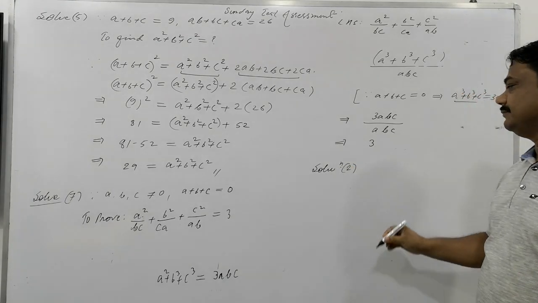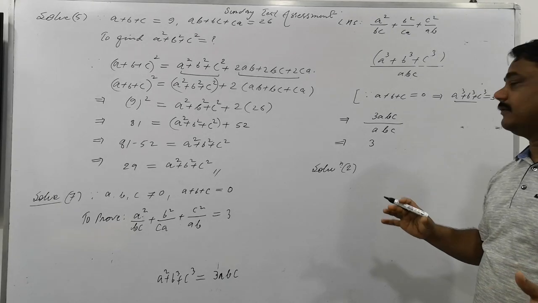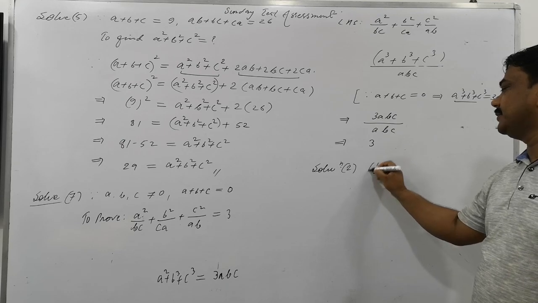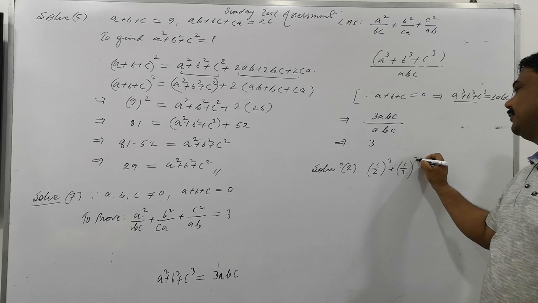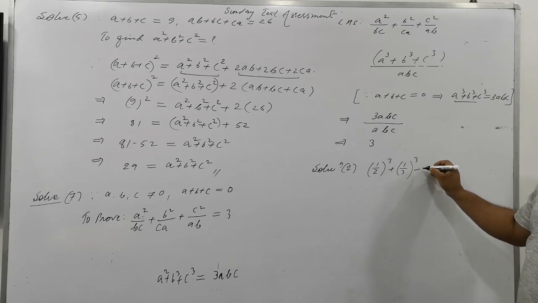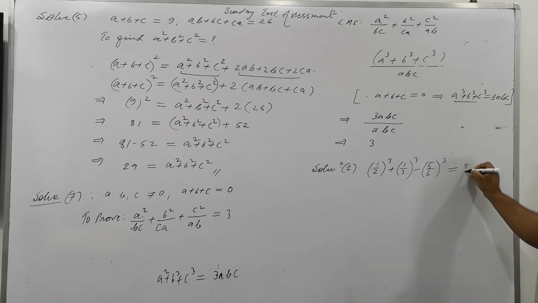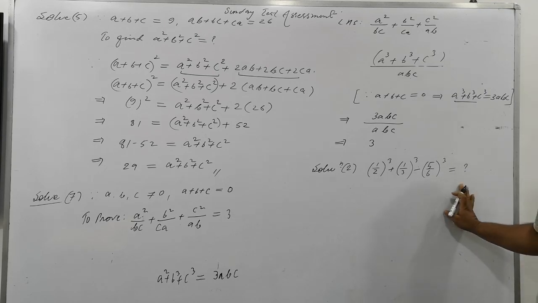Without actually calculating the cubes, find the value of (1/2)^3 + (1/3)^3 - (5/6)^3. Look at this, this is what we have to calculate here. The cube sum of the three quantities is to be calculated. Is that clear? So the cube sum is to be calculated obviously.